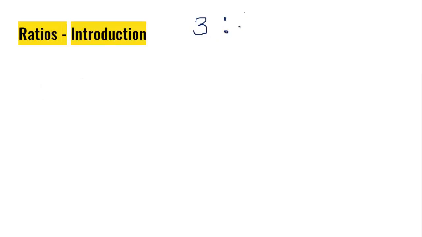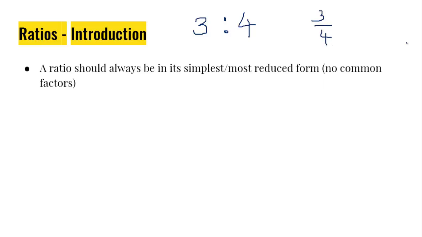each other. There are several different ways to express a ratio. One of the most common is to write a ratio using a colon as a this to that comparison. Because ratios are simple division problems, they can also be written as fractions. A ratio should always be in its simplest or most reduced form, which means there shouldn't be any common factors for the numbers in a ratio. This can be done by finding the greatest common factor between the numbers and dividing them accordingly.